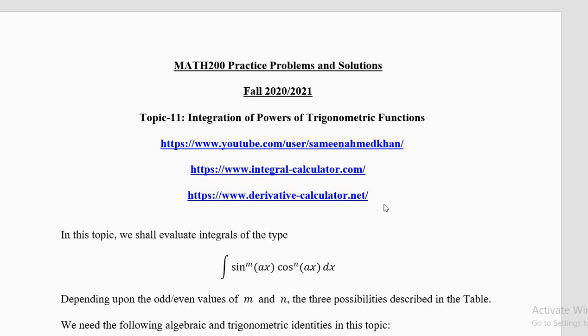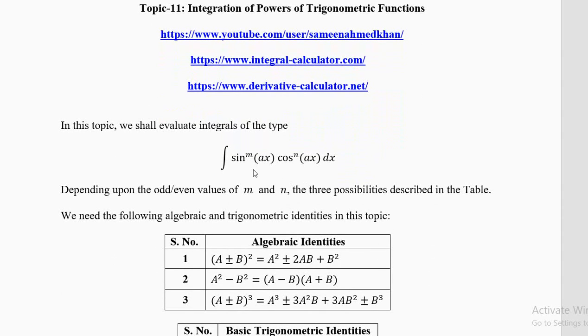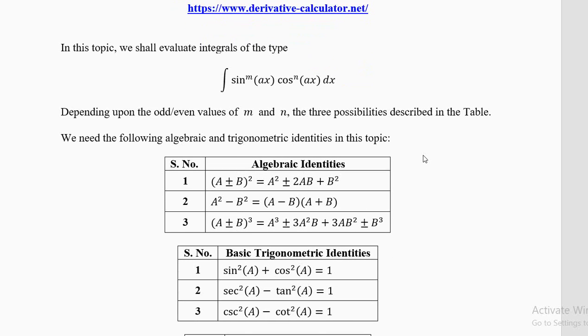In this topic we shall consider integrals of the type sin power m ax into cos power n ax, where m and n are natural numbers 1, 2, 3, 4, 5, and we'll have ax as the argument for both of them. If it is ax here and bx here, we have to use some other technique which we shall do some other time.